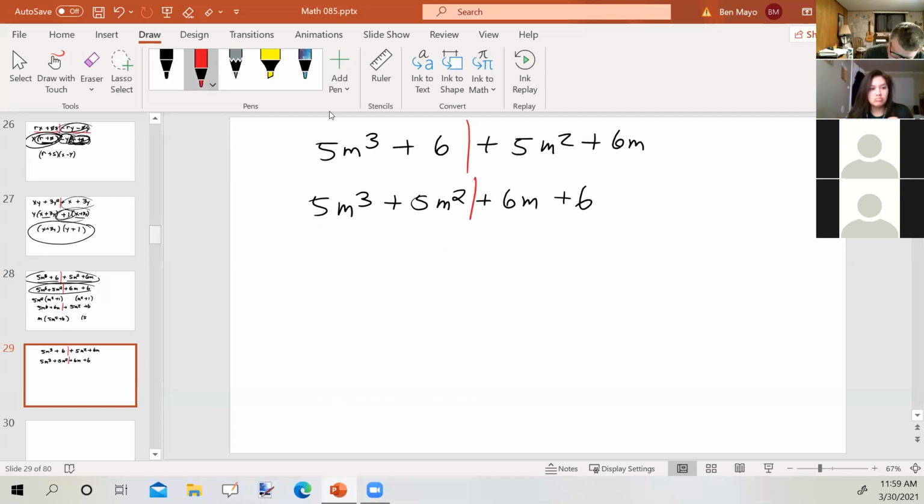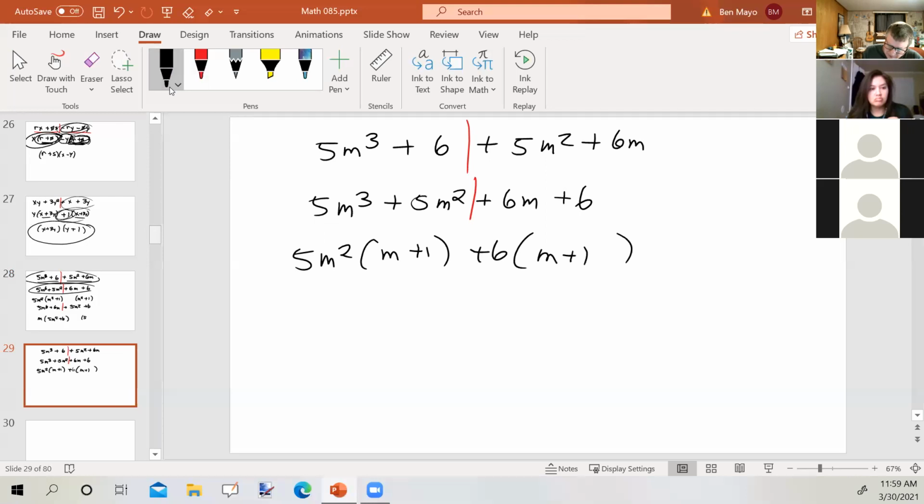Shame on me. Okay, so now, greatest common factor of the first two terms, 5m squared with an m plus 1 left over. So what would I want in parentheses there? I'd want m plus 1, and a plus 6 outside. So I get m plus 1, 5m squared plus 6. All of that wasted time because I copied the problem incorrectly.